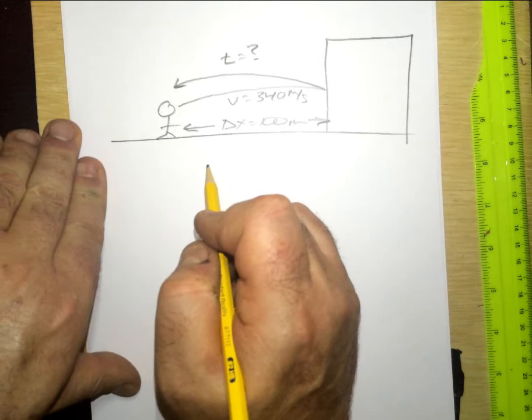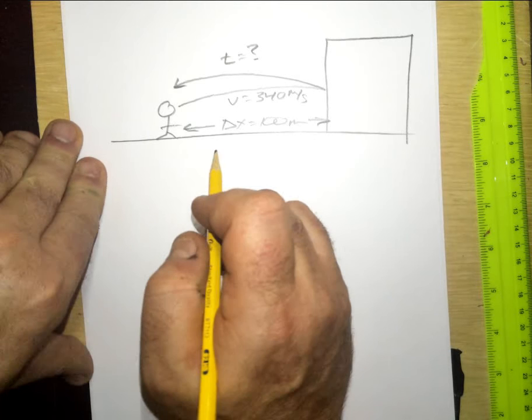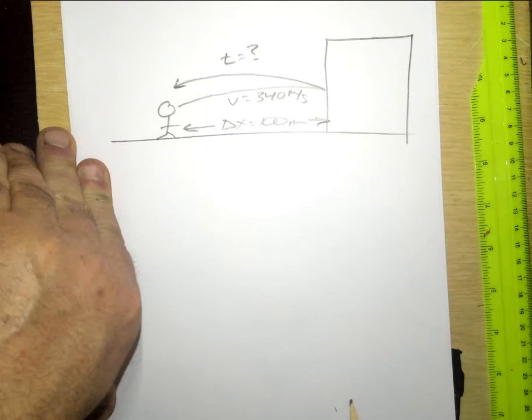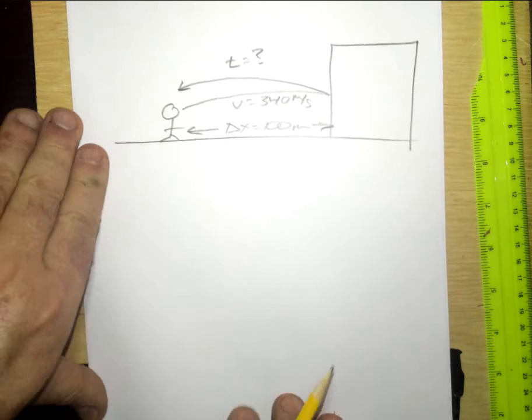I told you, and I will always tell you, it might vary a little bit from story problem to story problem. I might say 360 sometimes, but 340 is today.